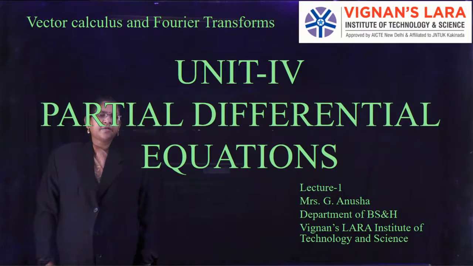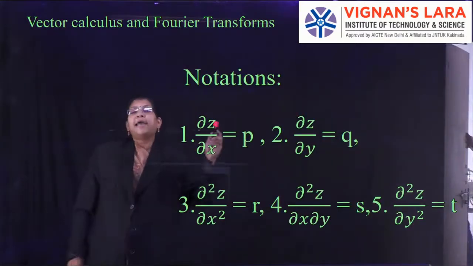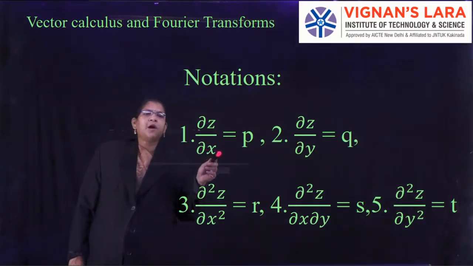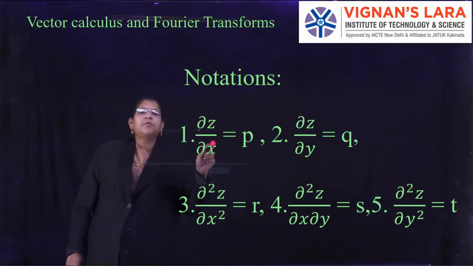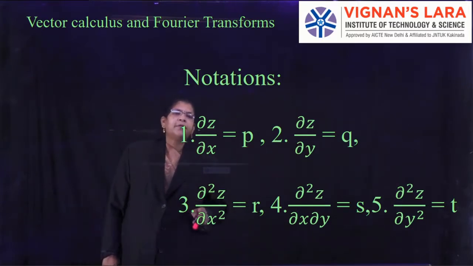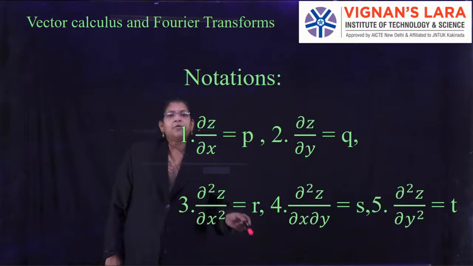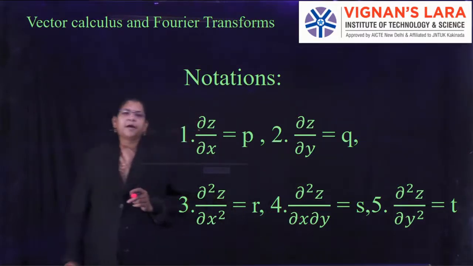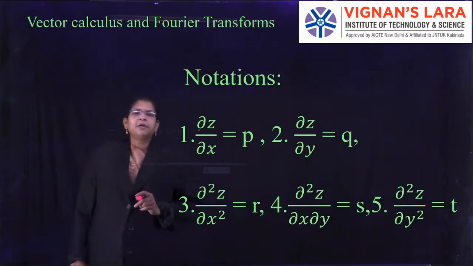In the last class, we solved problems on elimination of arbitrary constants. Now, I am giving some notations. Throughout this chapter, we have to follow the following notations. ∂z/∂x equal to p. ∂z/∂y equal to q. ∂²z/∂x² equal to r. ∂²z/∂x∂y equal to s. ∂²z/∂y² equal to t. So throughout this chapter, you have to use the following notations.